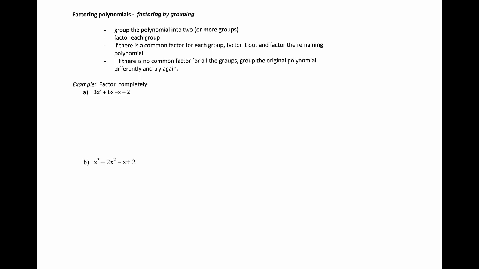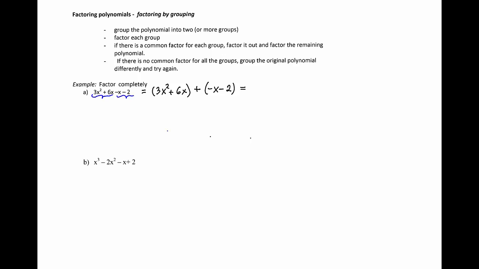First polynomial is 3x squared plus 6x minus x minus 2. There are four terms as written in that polynomial, so what we'll do is group those terms 2 by 2. So we'll take the first two terms and the next two terms. So the first group consists of 3x squared plus 6x. And the second one will be negative x, negative 2.